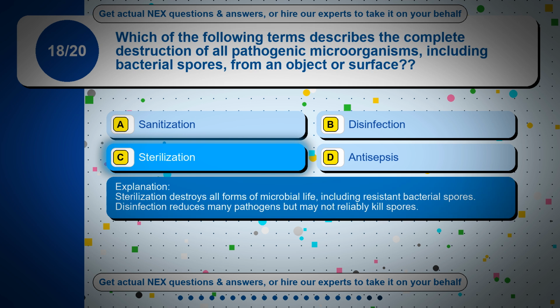Sterilization destroys all forms of microbial life, including resistant bacterial spores. Disinfection reduces many pathogens but may not reliably kill spores.